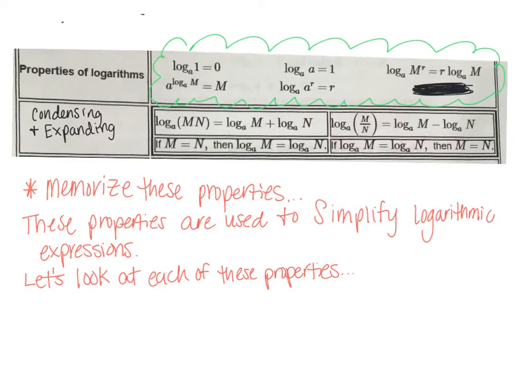Then the next group of properties that we want to look at, typically they're called condensing and expanding properties. We've got what we call the power property, the product property, and the quotient property. So these properties we'll look at as well to be able to help us simplify log expressions. But here they all are in one grouping, and we're going to go through each of them separately.